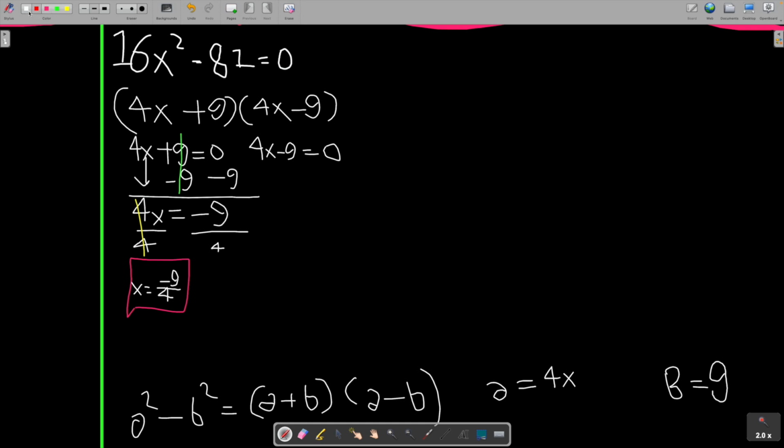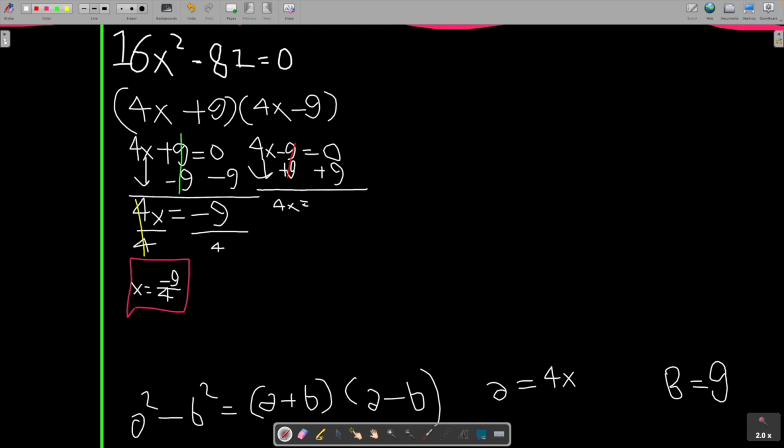And let's see the other answer now. We have 4x minus 9. So we're going to add both sides by 9 this time. Not subtract, because this time it's already subtraction, so we have to do the opposite. Bring down the 4x. 0 plus 9, that is equal to 9.